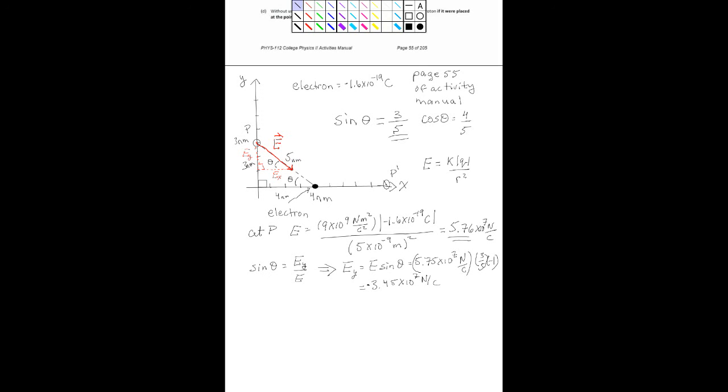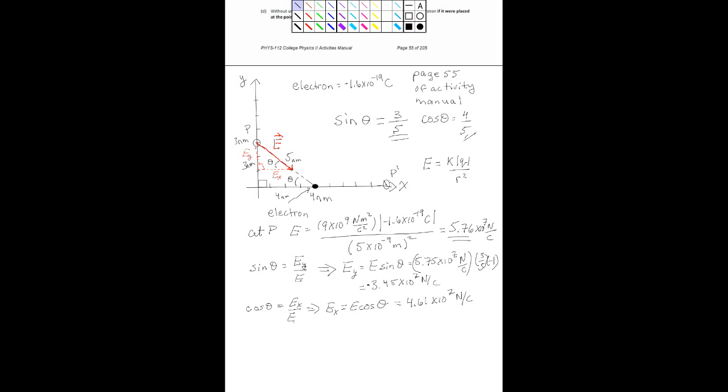To get the x component, we use the cosine. Cosine of theta from the red triangle is equal to EX over E. And so what you find is EX is equal to E cosine theta. And again, cosine theta is 4/5, and E we found previously. So I multiply those two numbers together, and I should get 4.61 times 10 to the 7 newtons per coulomb. Alright, so that is the x and the y components of the electric field.